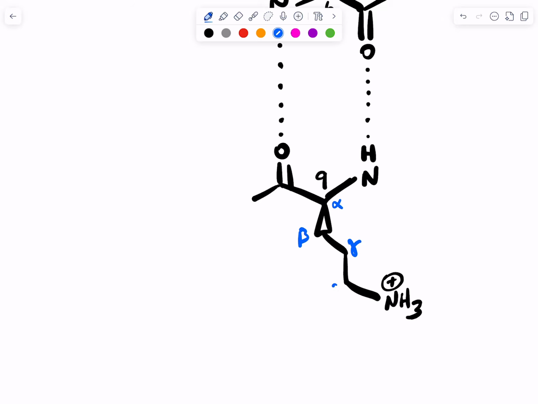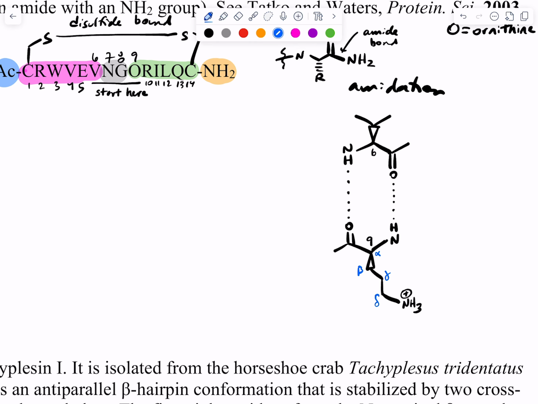So ornithine is one CH2 shorter than lysine. The ammonium group is on the delta carbon. All right, fair enough. So far we've just drawn valine 6. We haven't drawn anything that's bonded to valine 6, and we've also drawn ornithine 9. We haven't drawn anything that's bonded to ornithine 9.